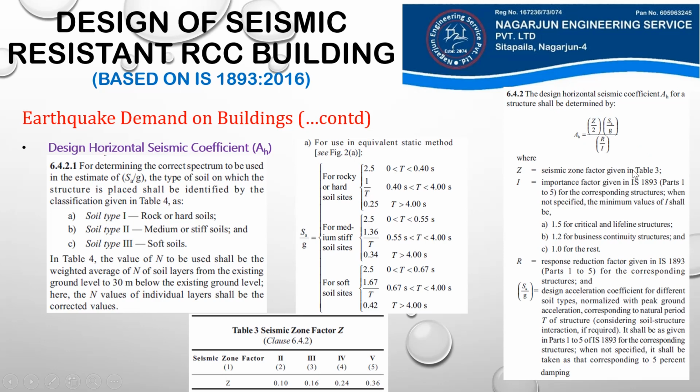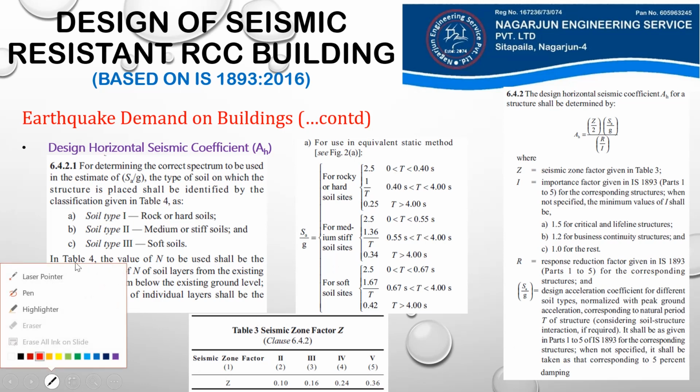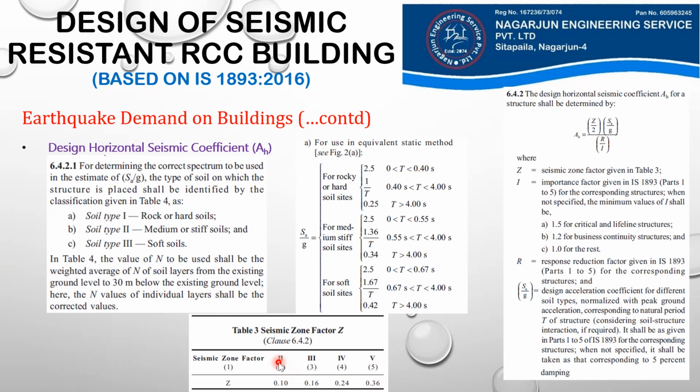The Z is the seismic zone factor which is given in table 3. IS code has classified all the Indian area into 5 zones: 1, 2, 3, 4, 5. But zone 1 and zone 2 have been merged and now there are 4 zones: 2, 3, 4 and 5. Zone 5 is the most critical zone in which the hazard level is the highest. So for highest hazard level, the earthquake induced forces also have to be the highest, and for that the factor is also the highest, that is 0.36.